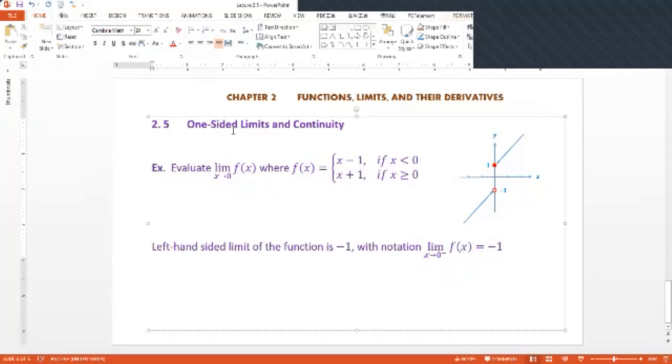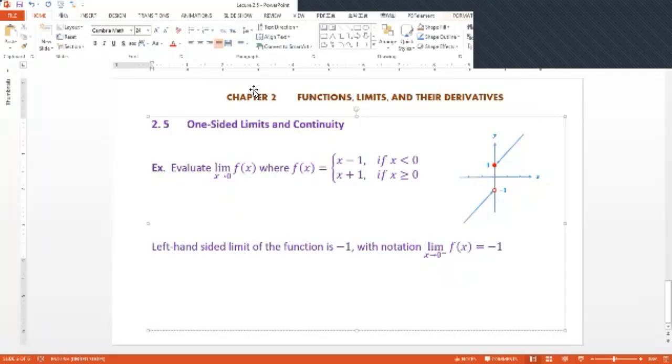We can also do the same thing for the right-hand side limit. So this time, we need to look at the curve on the right. So that's the upper line. So again, the right-hand side limit of the function as x approaches 0 from the right. The curve is the upper line, and we need to move the point on the upper line to the y-axis.